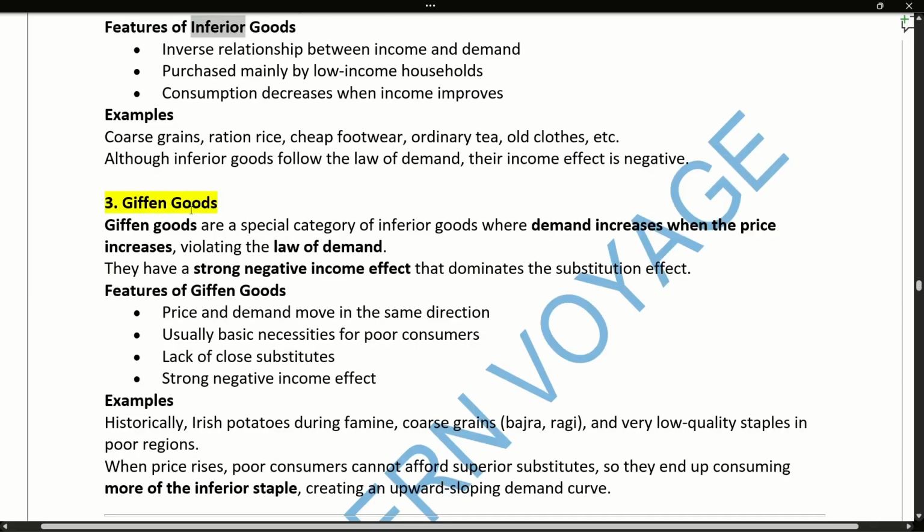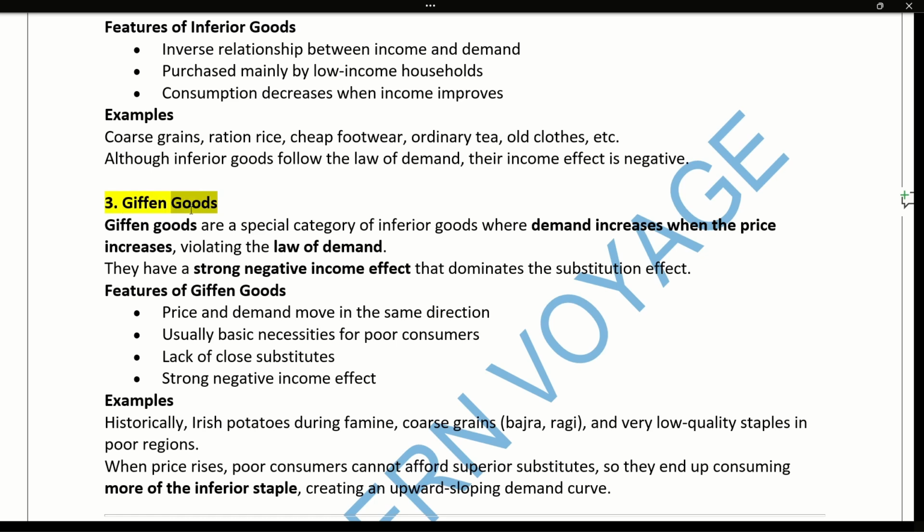Features of inferior goods. Inverse relationship between income and demand. Purchased mainly by low-income households. Consumption decreases when income improves. Examples: coarse grains, ration rice, cheap footwear, ordinary tea, old clothes, etc. Although inferior goods follow the law of demand, their income effect is negative.